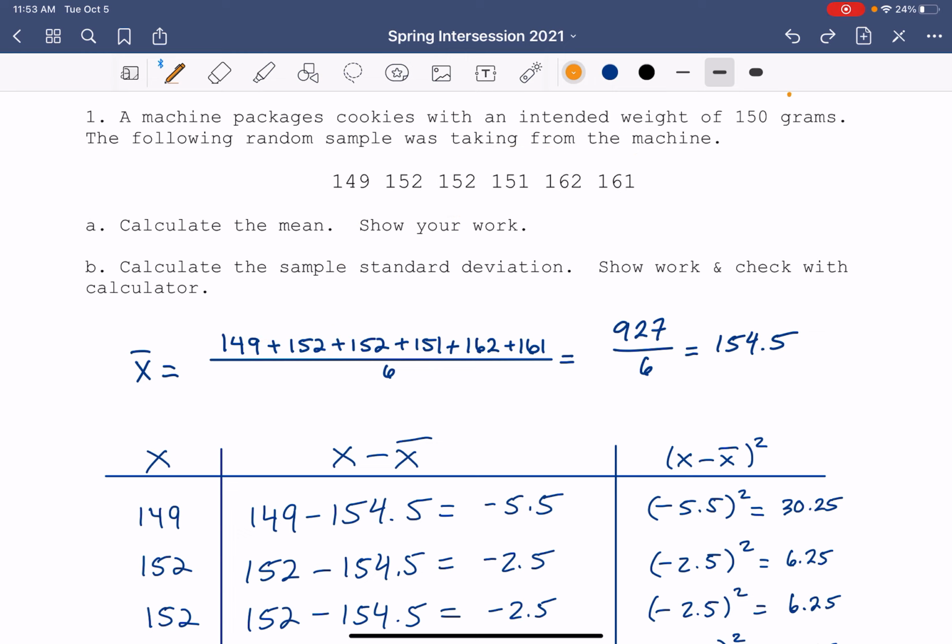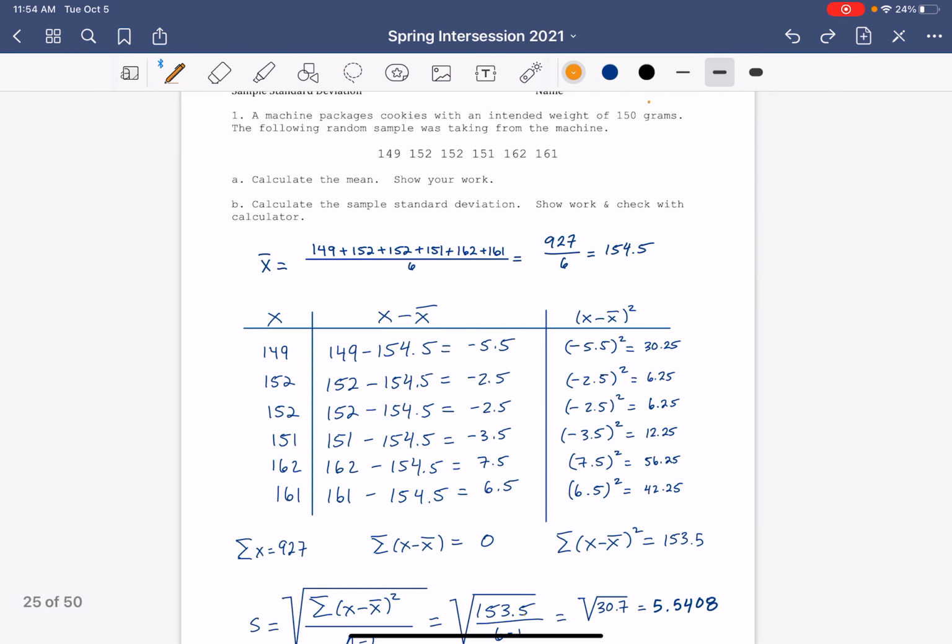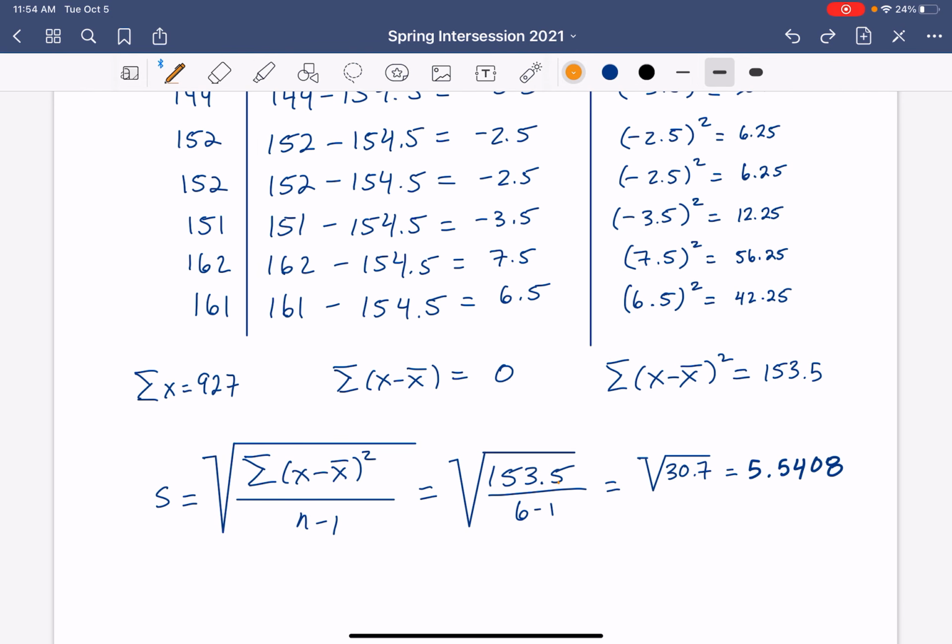Sometimes, during your quiz or your test, it will tell you to calculate the mean through the calculator or show your work by finding the mean. The mean is important because for the formula for the standard deviation, right, you need the mean.